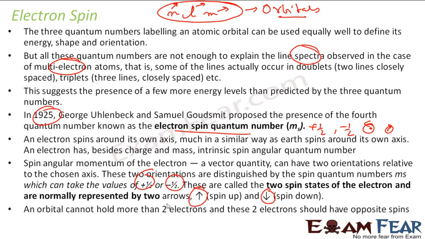Now, orbitals cannot have more than 2 electrons, and these 2 electrons should have opposite spin. Please note, one orbital, I have told already, cannot have more than 2 electrons, and these 2 electrons should have opposite spin. At the max 2 electrons, it can have 1 electron also. The valence electron orbitals generally have 1 electron.